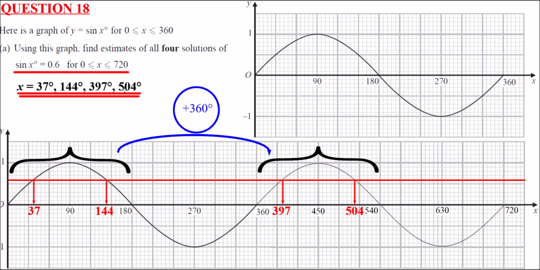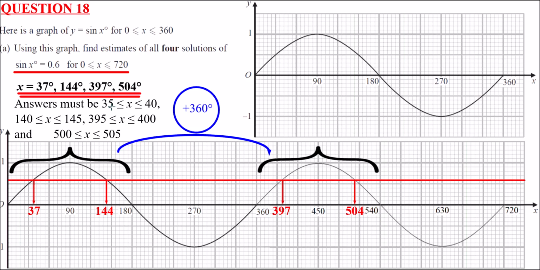And for you to get your marks you need to be within a certain range. So the range of validity to get your marks are these. Your first one, your estimate needs to be in between 35 and 40. The second one needs to be between 140 and 145. The third one needs to be somewhere between 395 and 400. And the fourth and final one needs to be between 500 and 505.